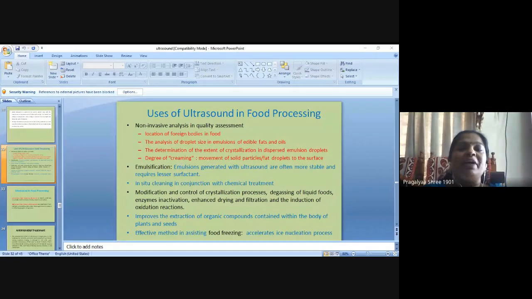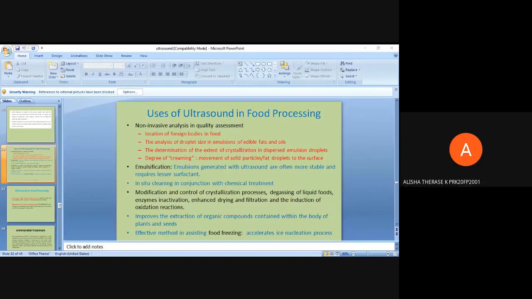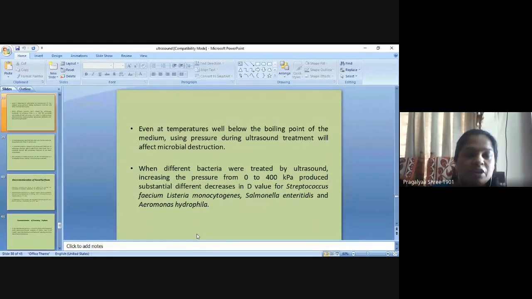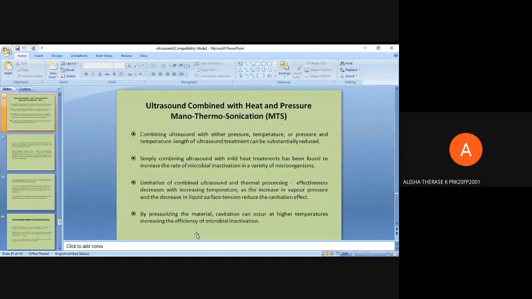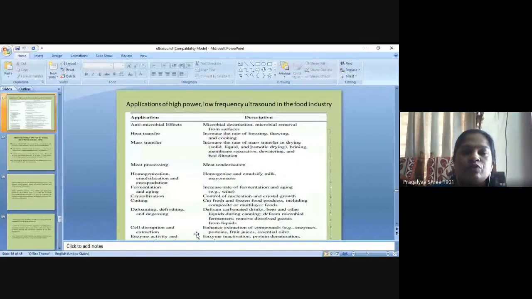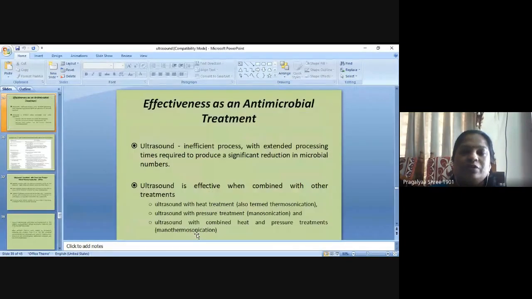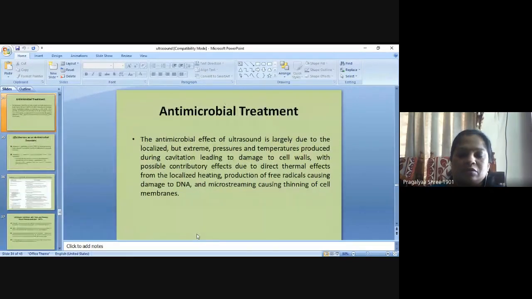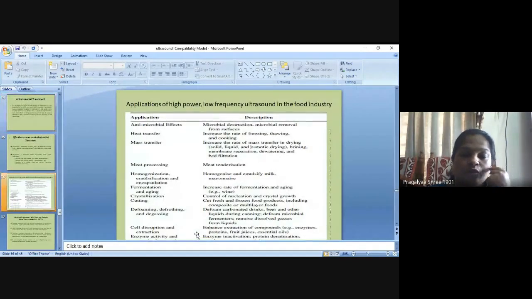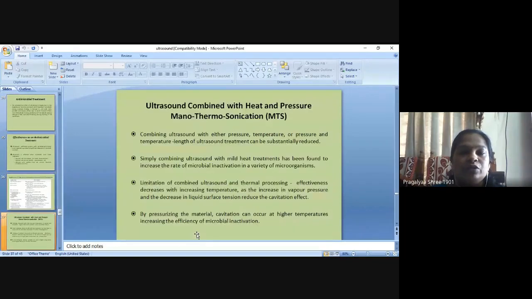So even at temperatures well below the boiling point, yes. Ma'am, the slides are not changed. Oh, sorry. Are you able to see now? Yes, ma'am. This is what I explained so far, and this one you have already taught, and this one. Please, when I go for slideshow, it's not showing. Okay, sorry.